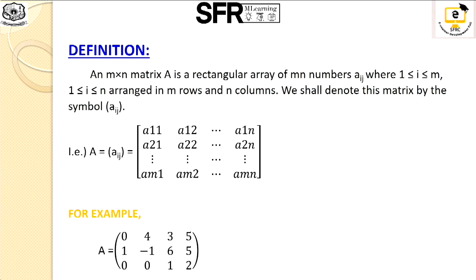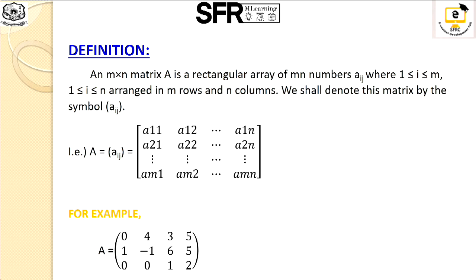How can we represent a matrix mathematically? Take an m cross n matrix. It is a rectangular array of mn numbers. The numbers are arranged in m rows and n columns, where i varies from 1 to m and j varies from 1 to n. We shall denote this matrix by the symbol (aij) within the open bracket. That is, the matrix is denoted by capital letter A and that symbol as open bracket small aij. i represents the number of rows and j represents the number of columns. Here the matrix has m rows and n columns.